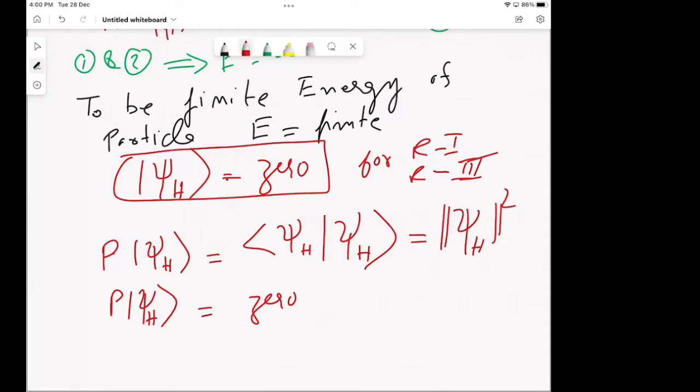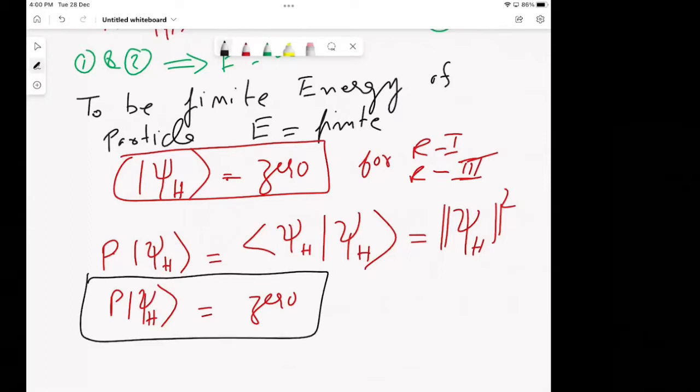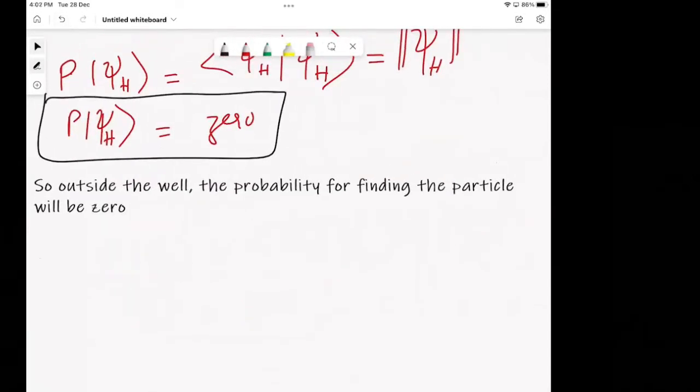So finding the particle at region 1 and 3 will be 0, because when something falls into the well, it will not come back again into region 1 or 3, because it will not have infinite energy. Nobody can have infinite energy, and the particle needs infinite energy to come out of the wall. So outside the well, the probability of finding the particle will be 0.